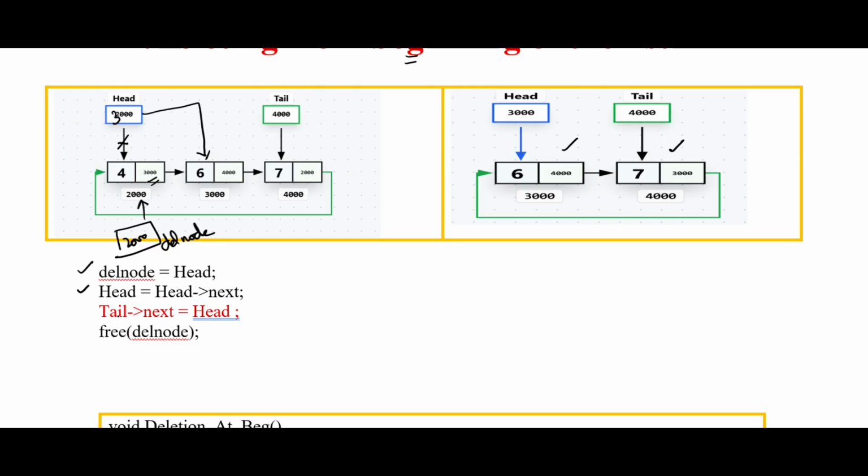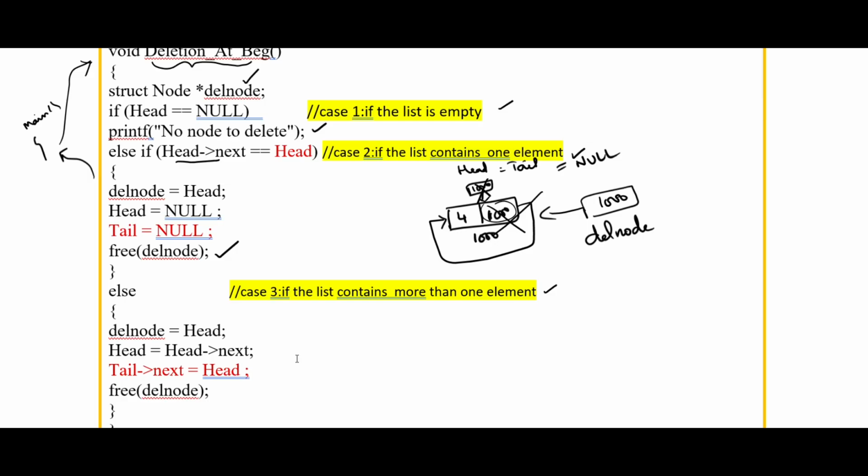Second step done. And the tail of next is equal to head. This is tail, its next is equal to, what is the head value now? 3000. So it is pointing to here. This link will be deleted. And next, free of del node. This is del node, I have to free. So now you see head is 3000 pointing to here, and the tail's next is also pointing to head, 3000. So we deleted at the beginning of the list. I hope you understand the concept. With this we completed the coding for this.